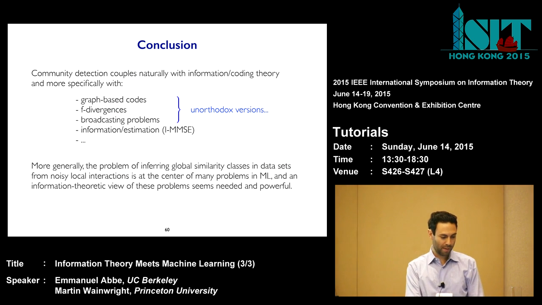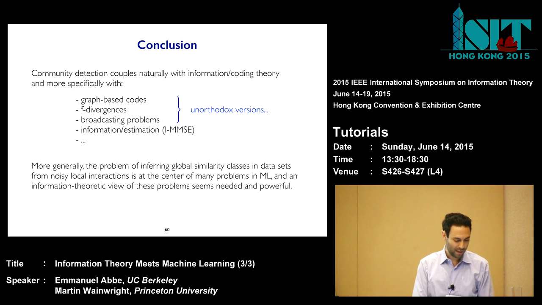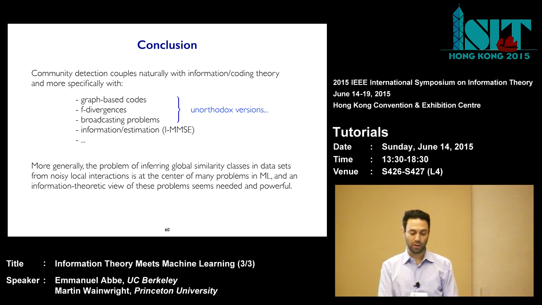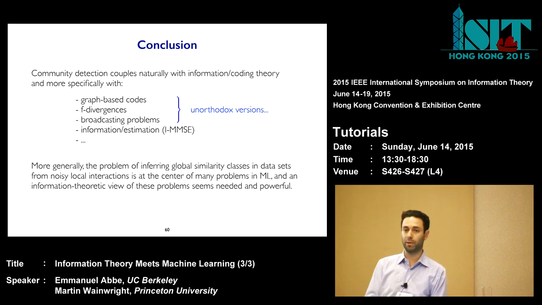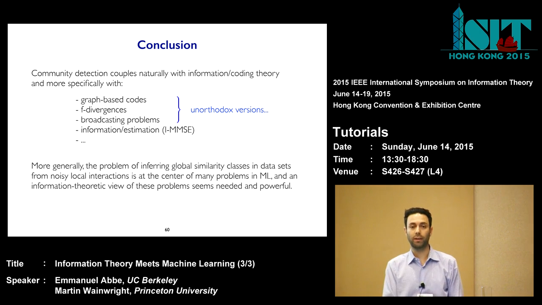Okay, over time, I'll conclude by saying that I hope I convinced you that community detection couples naturally with information and coding theory problems. So we saw a few connections with, of course, graph-based codes, which is probably the core. It's really a special type of coding theory. F-divergences, not necessarily KL, but other types of F-divergences. The broadcasting problem, and information estimation problems, like the I-MMSE formula, which ends up being crucial in the last paper. Unorthodox use is really the keyword here.